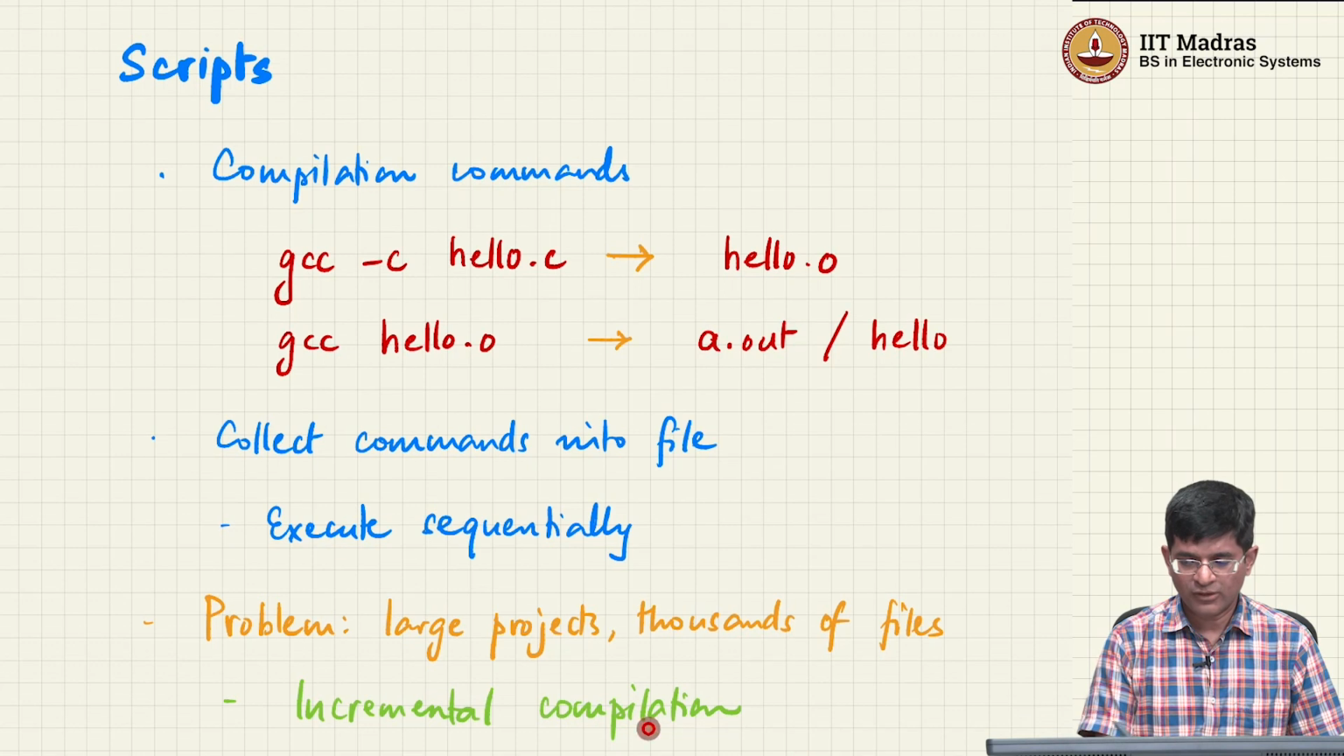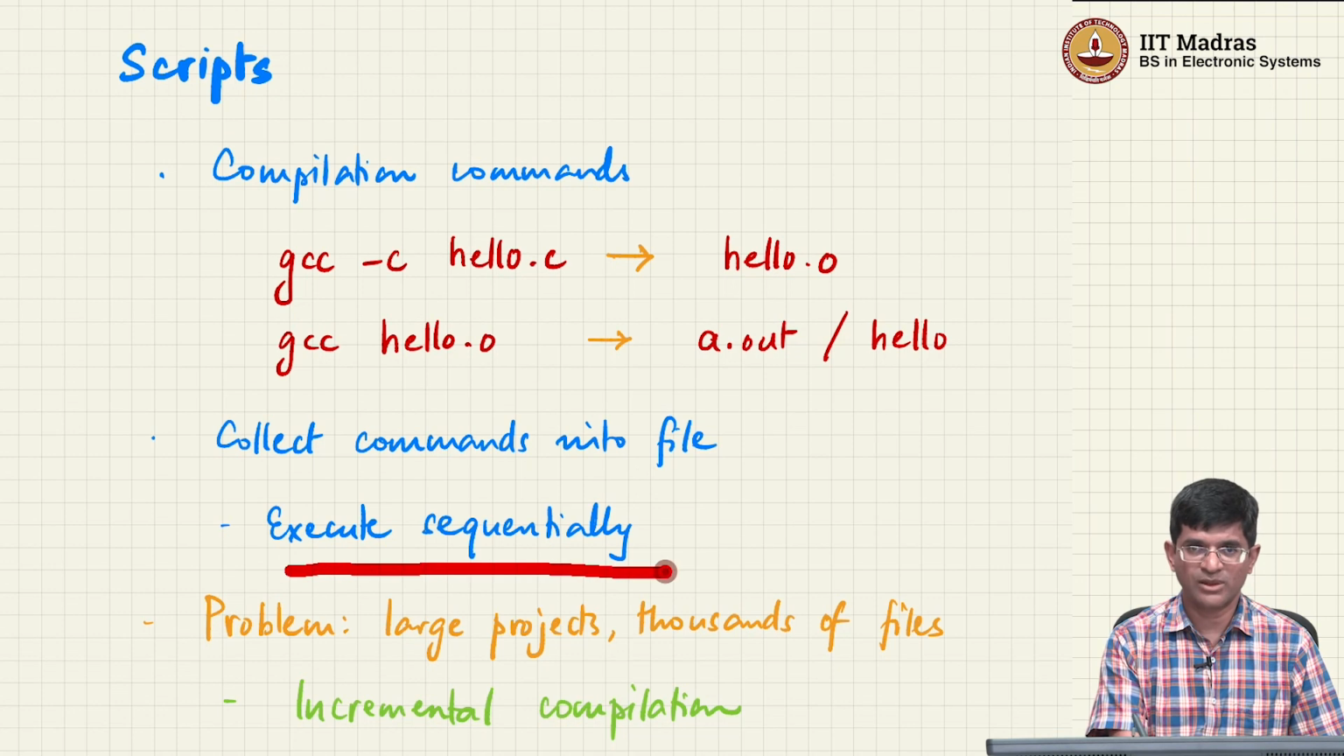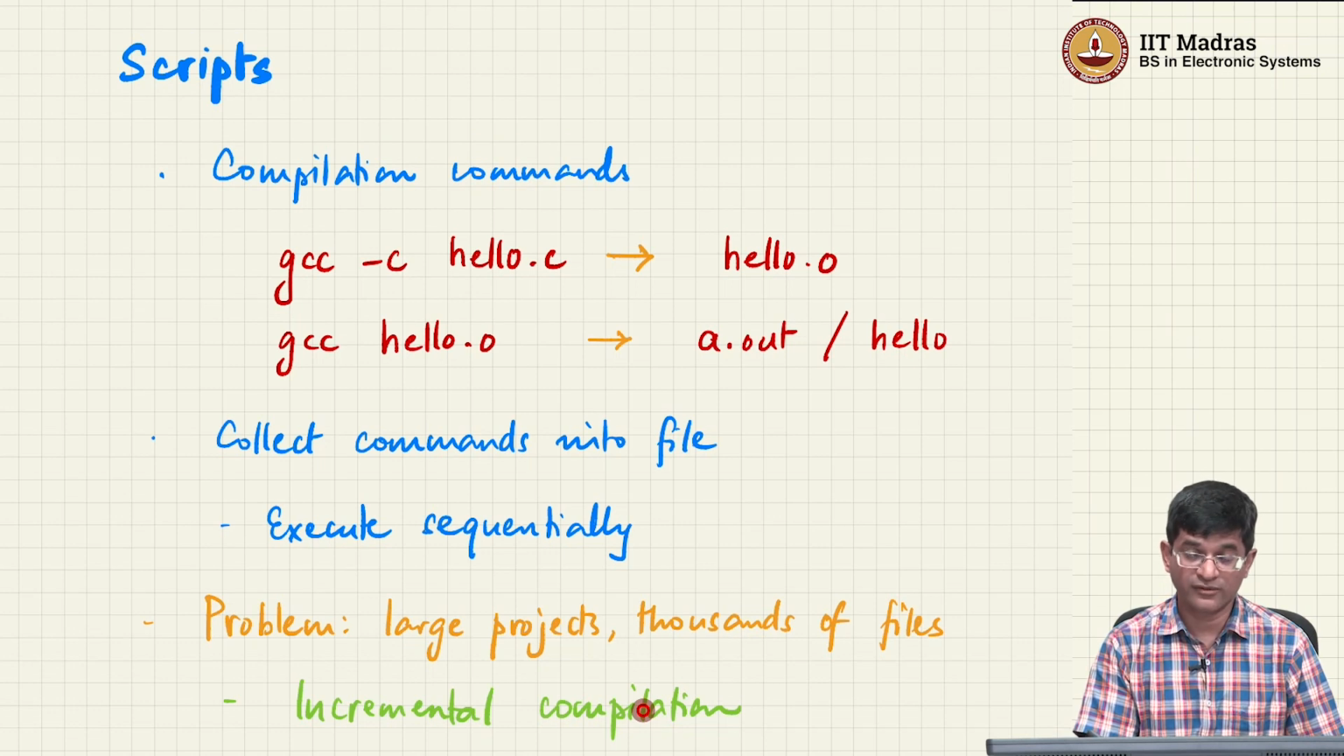So we have seen an example of how we could collect the commands required to compile into a single file and execute them sequentially. The problem is that for large projects, which can typically have thousands of files, each of which is thousands of lines of code, the net result being that you have millions of lines of code in your project, you are probably going to struggle with this. Because every time you make a change in one of those 1000 files and then run the script, it's going to try and run all of those 1000 compilations once again, whereas 999 of them did not change. So why are we really doing this?